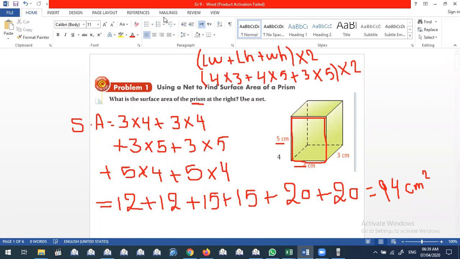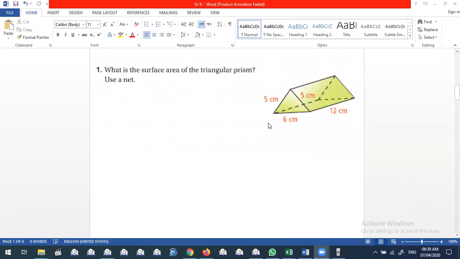Another exercise of this part. What is the surface area of the triangular prism? Triangular prism, its base is a triangle. Let's find the area of each face. As usual, I'm going to start with this face.